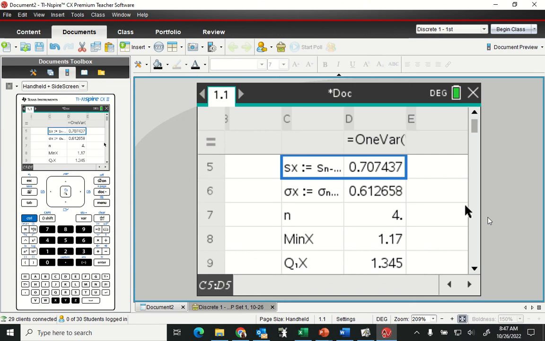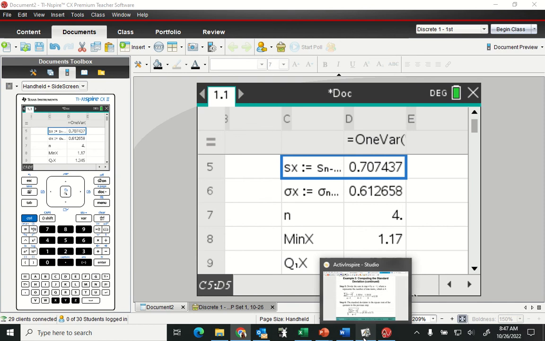So I apologize, forgive me. Every once in a while I do make mistakes and I claim it. So right there, my standard deviation is going to be 0.707. That second 7 is going to make that a 1, 0.71. So there's my standard deviation.